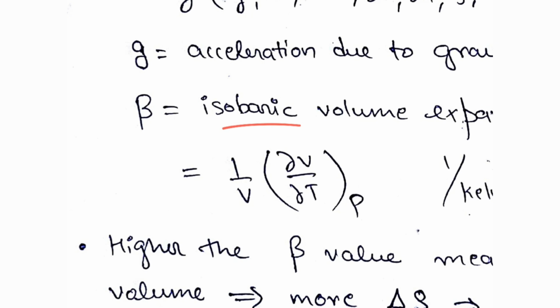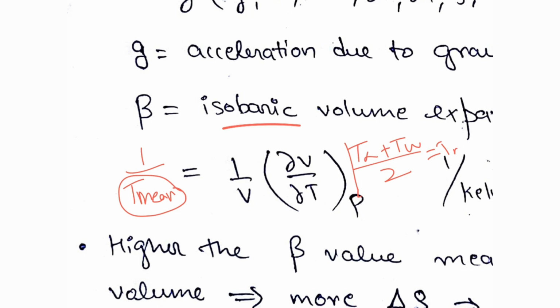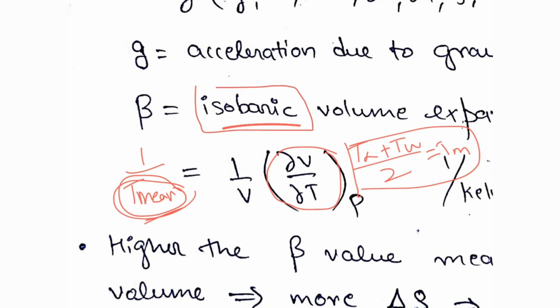Okay, and if you talk about the ideal gas situation, you can also write beta as 1 by T mean, where T mean is nothing but (T infinity plus T wall) by 2. Okay, this is T mean. How do you arrive at this formula? Just apply the ideal gas equation here, you will get this one. One more thing you should note here, it is isobaric. Isobaric is nothing but pressure is constant.